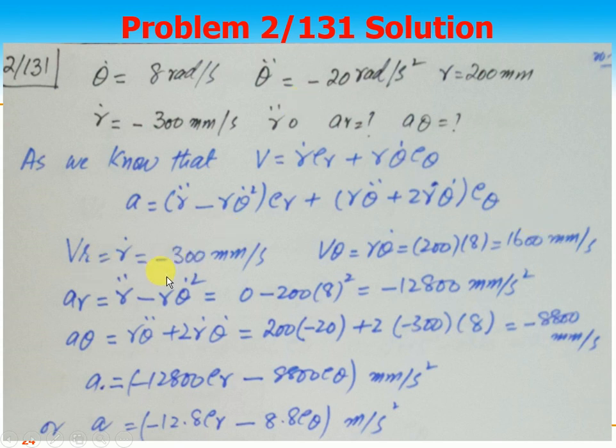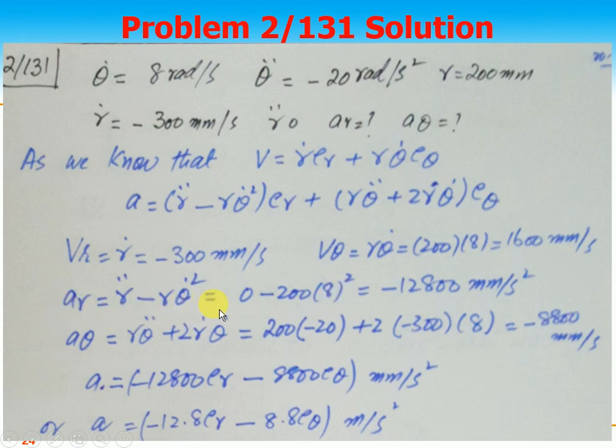So here v_r is equal to r dot, so v_r is minus 300 millimeter per second, and v_theta is equal to r theta dot, 200 into 8, 1600 millimeter per second. So we can find the velocity very easily. It is minus 300 e_r plus 1600 e_theta millimeter per second.